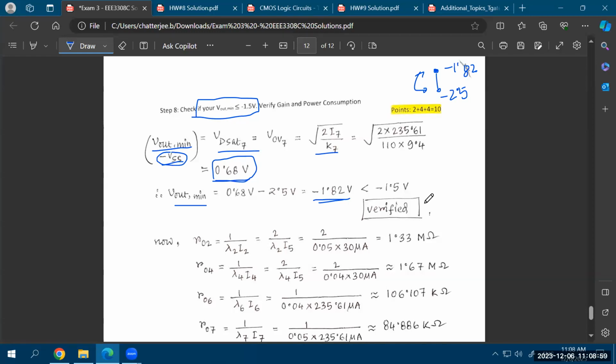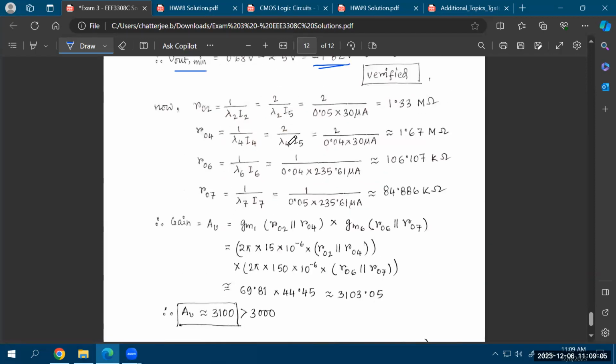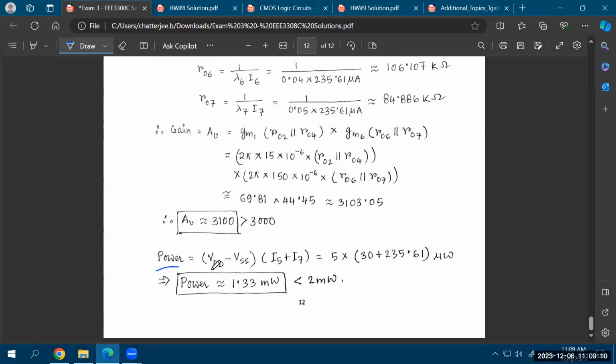So minus 1.82 is definitely less than minus 1.5. So you can verify this. And you can verify the gain and power consumption according to the same formulas that you used for your homework, with the slight difference that for power consumption, it's the voltage difference across the 2 points through which your current is flowing, that's across VDD and VSS, times the amount of current that you consume. So it's VDD minus VSS times the total current. Since VDD is 2.5, VSS is minus 2.5, you have 5 volt over here, and your I5 current is 30 microampere, your I7 current was around 230 microamperes. So total power you can calculate to be around 1.3 milliwatts.